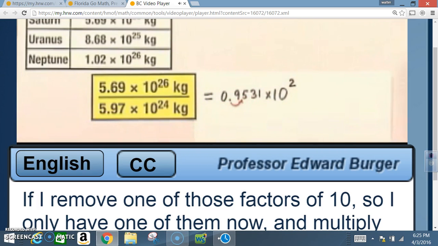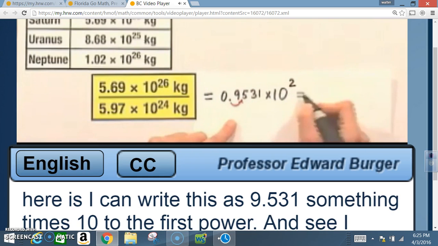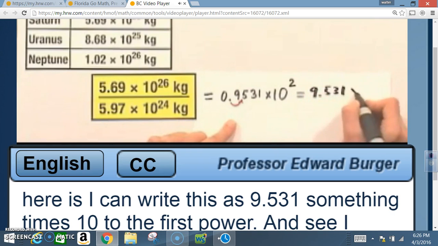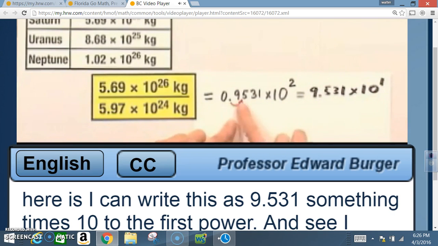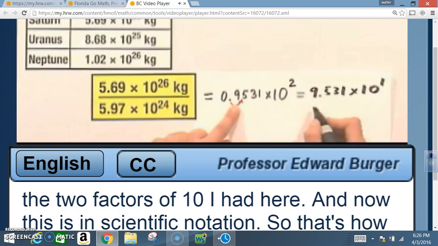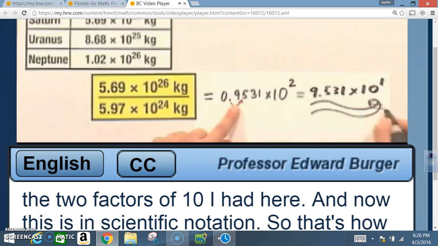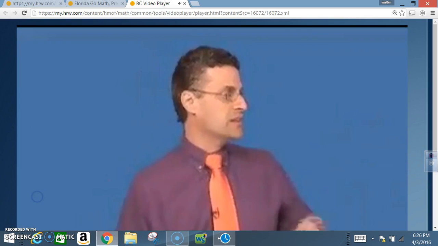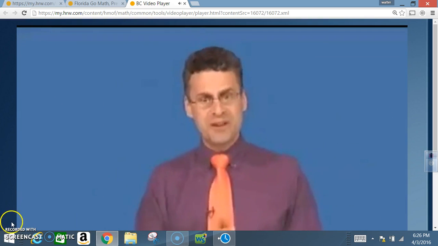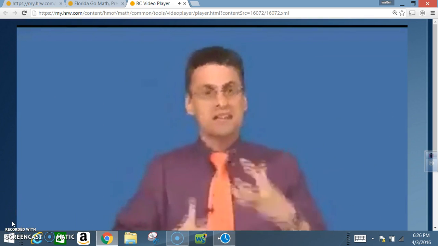And so I can write this as 9.531 something times 10 to the first power. See, I moved the decimal over one unit to the right by using one of the two factors of 10 I have here. Now this is in scientific notation. So that's how many times greater the mass of Saturn is than the mass of Earth. Isn't that cool? Very, very cool. Just the power of scientific notation.